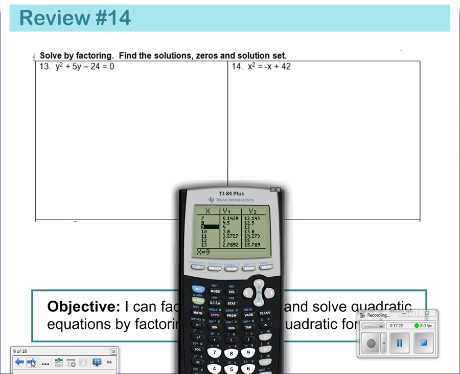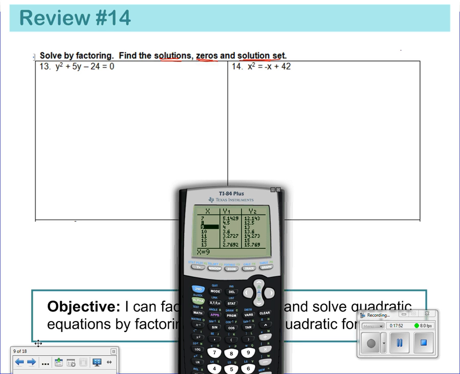Our next one is asking us to solve by factoring. So we're still going to factor, but now we're going to go another step and actually solve. One of the things that you need to recognize is that I could ask you to solve, or I could ask you to find the solutions, or I could ask you to find the zeros, or a solution set. They all mean the same thing. I'm solving for that variable. So what number can I plug into the variable in order to get a true statement in the equation?